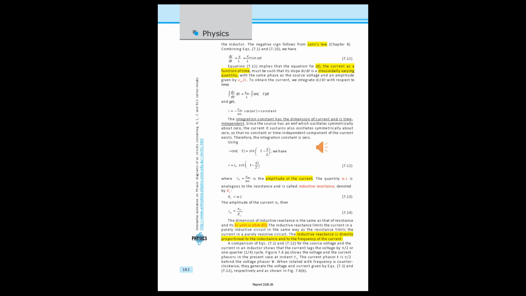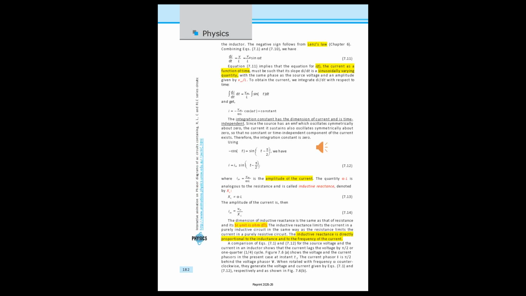Using minus cos omega t equal to sine of omega t minus pi by 2, we have I is equal to Im sine omega t minus pi by 2, where Im is equal to Vm by omega L is the amplitude of the current, that is the maximum value of current. The quantity omega L is analogous to the resistance and is called inductive reactance, and that is denoted by the letter XL. So XL is given by omega L, and the amplitude of the current is given by Im equal to Vm by XL, where this Vm is the maximum value of the voltage.